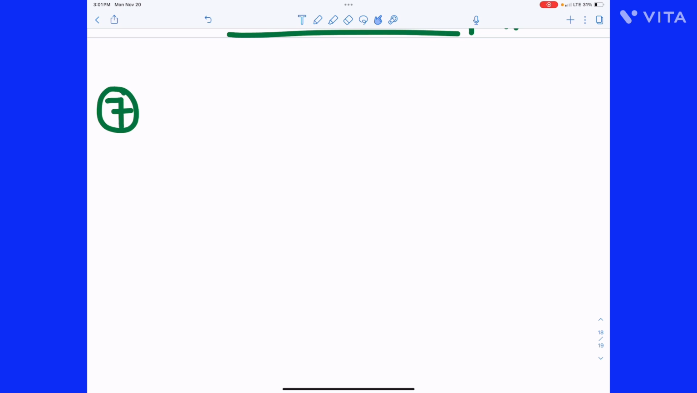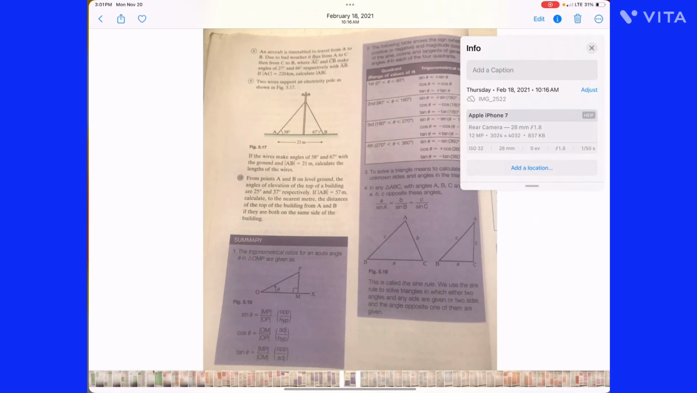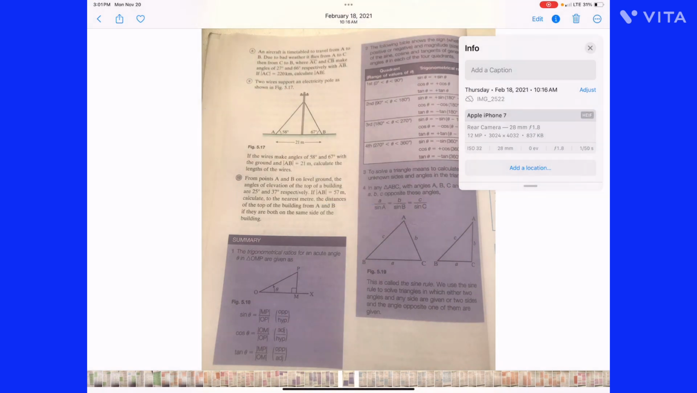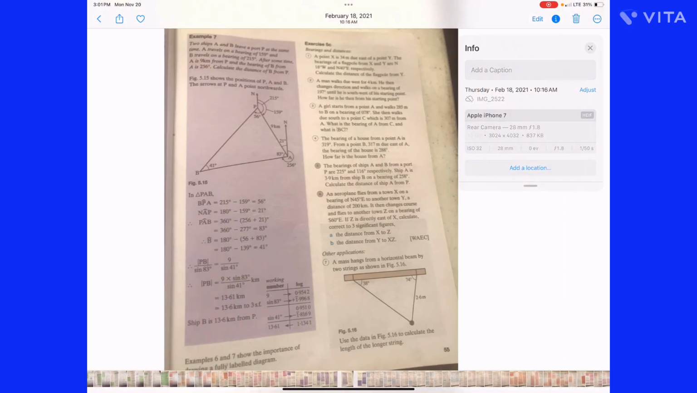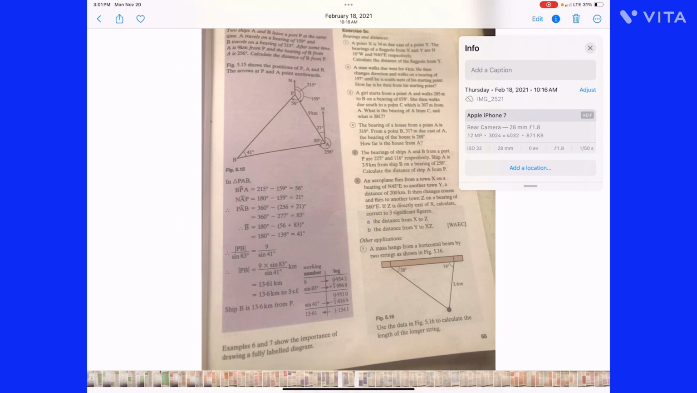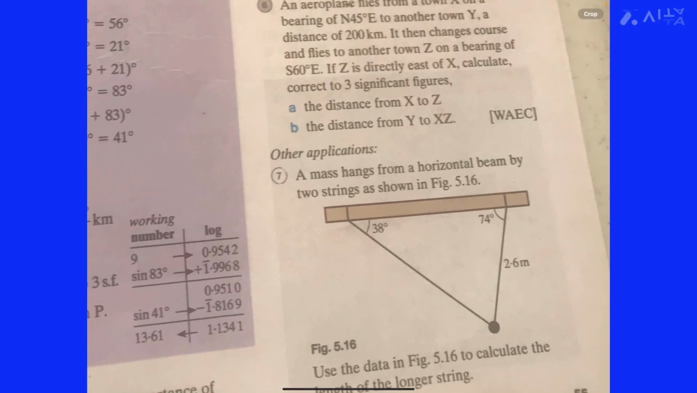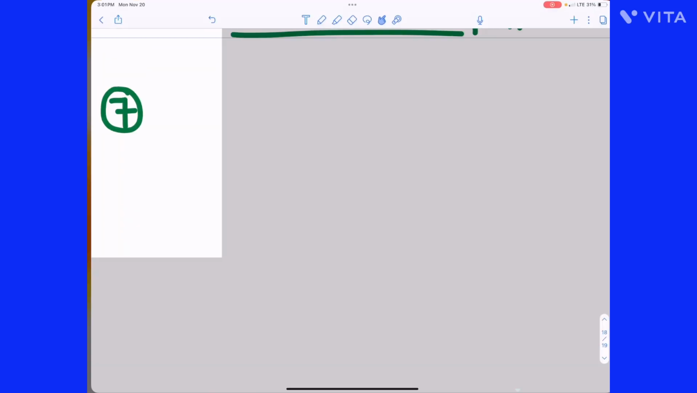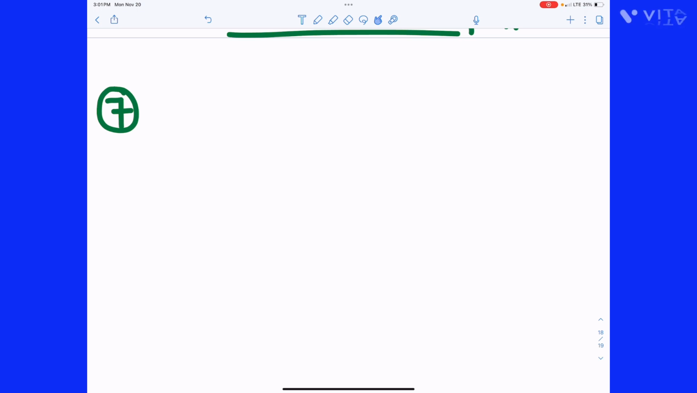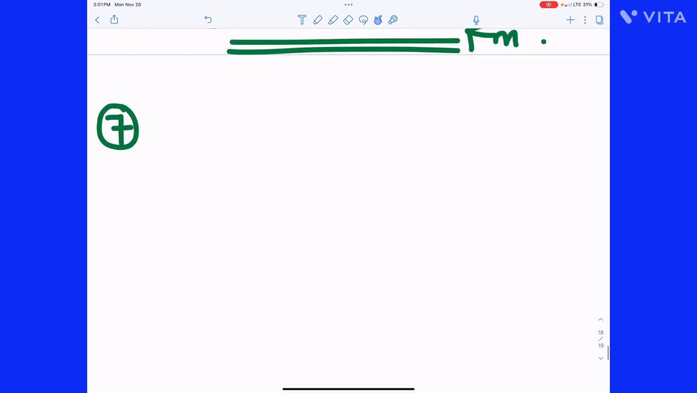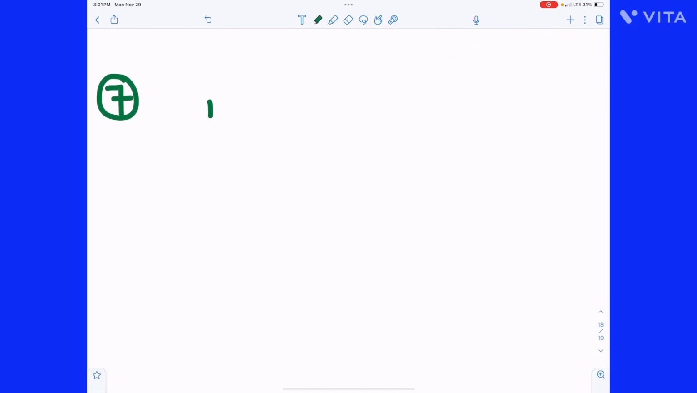All right, we stopped at question 6 the last time, so we will continue from question 7 now. Question 7 says, a mast hangs from a horizontal beam by two strings as shown below.